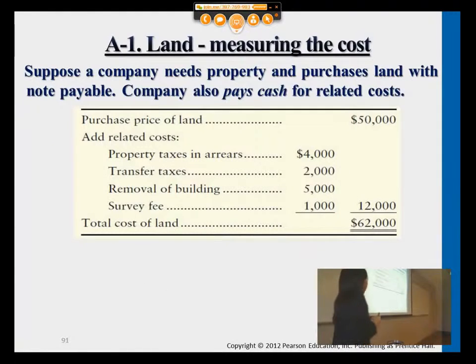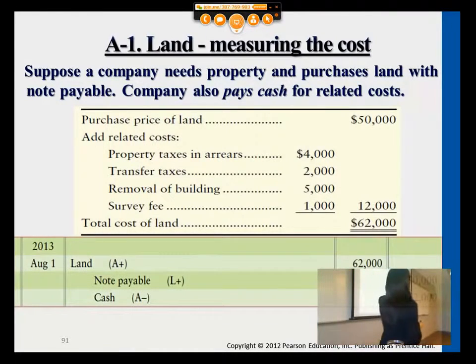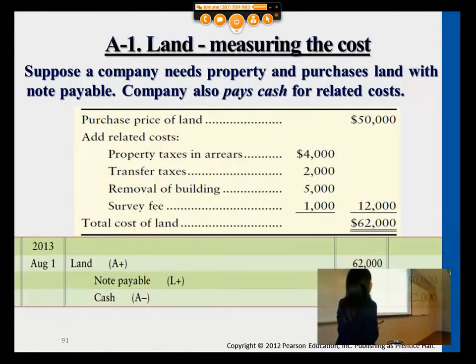Let me show you an example here. All the categories of bullet points are also listed here exactly. So here's a case where the purchase price of that piece of land, assuming it's $50,000, and there are necessary related costs. The problem tells you that for property taxes, you need to spend an additional $4,000. Transfer taxes, $2,000. Removing the building will cost you an additional $5,000. Understanding the property boundary costs you $1,000.